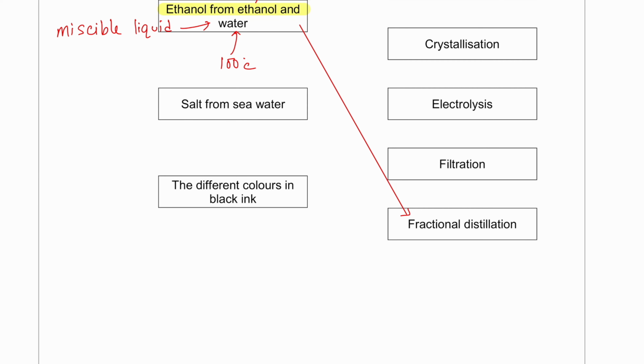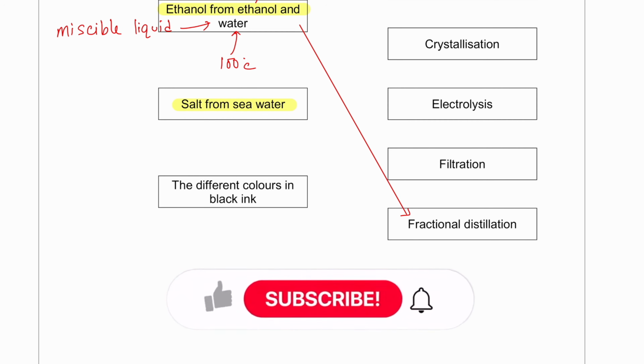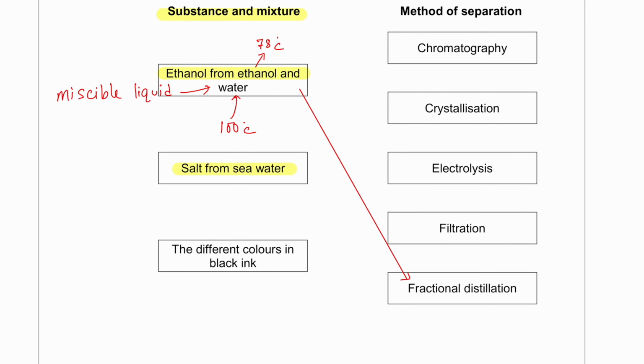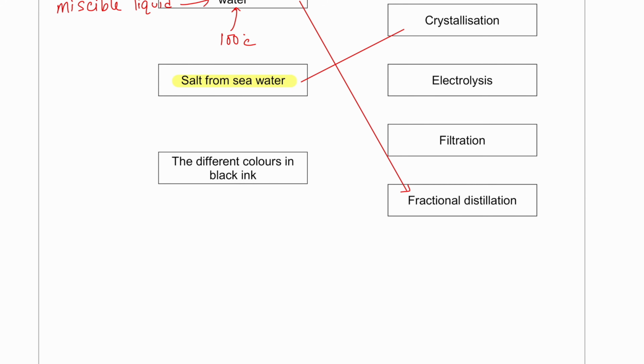The next thing that we need to do is separate the salt from the seawater. Since we are going to separate the salt from the seawater and we don't need the seawater, we can take the help of evaporation. Once we evaporate the water out, we are going to be left with the salt. So in this case, we can take the help of crystallization. Crystallization is a process where water is evaporated from the liquid and the salt is left behind.